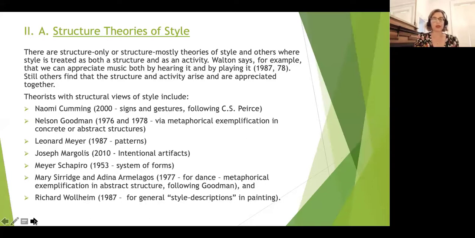So I'm not going to go through all of these, but here's the list. I'm just going to say that theorists with structural views in style include Naomi Cumming, signs and gestures following C.S. Peirce; Nelson Goodman on metaphorical exemplification and concrete or abstract structures; Leonard Meyer in patterns; Joseph Margolis in intentional artifacts; Meyer Shapiro, systems of forms; Mary Surridge and Adina Armelagos for dance, metaphorical exemplification in abstract structure following Goodman; and Richard Wollheim when he's talking about style descriptions in painting. He also has an activity theory.